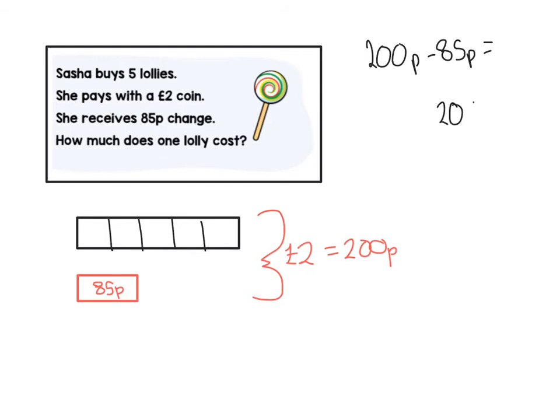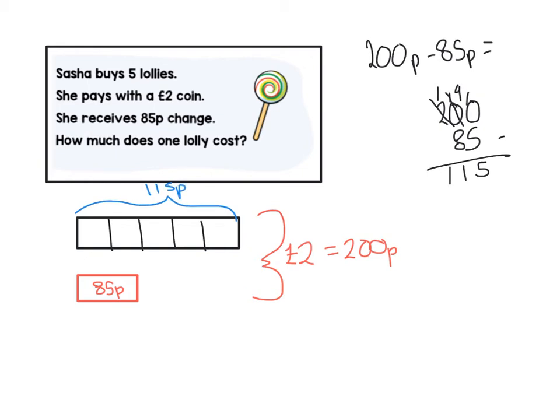So 200 take away 85, 0 take away 5 can't do, 0 take away 8 can't do, 2 has got to go down, so 200 is going to go down to 100 and change to 10 tens there. I still can't do 0 take away 5, so I'm going to have to borrow 1 from the tens column, so those 10 there is going to go down to 9, and that's going to go to 10. So 10 take away 5 is 5, 9 take away 8 is 1, and then I've got 115. So that means that all of this here is 115p.